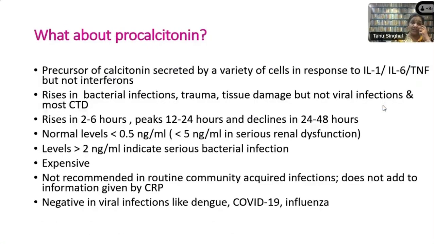Procal, I'm not going to discuss much, because procalcitonin is a rich man's CRP. The thing is that procalcitonin is not elevated in viral infections and connective tissue diseases, and it rises faster than CRP and it peaks faster. But procalcitonin is not normally needed when you are investigating your routine undifferentiated fevers coming from the community.